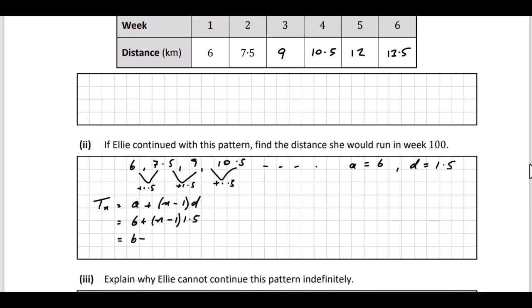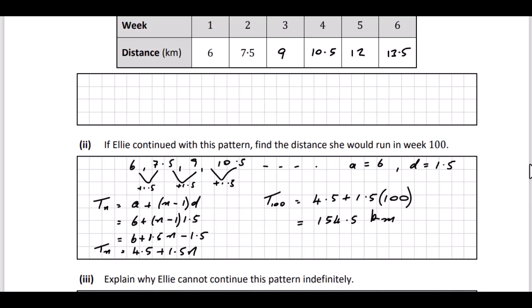Just simplify that, you've got 6 plus 1.5n minus 1.5. That'll finally give us 6 minus 1.5 is 4.5, plus 1.5n. So this is a formula we can use to work out any particular Tn. We want week 100, so what we want is T100. That's 4.5 plus 1.5 times 100. So 1.5 times 100 is 150, then add 4.5, you've got 154.5 kilometers. And that's it for part 2.